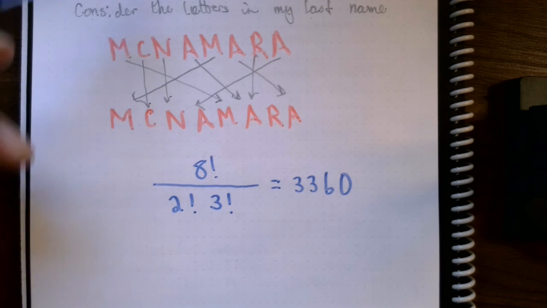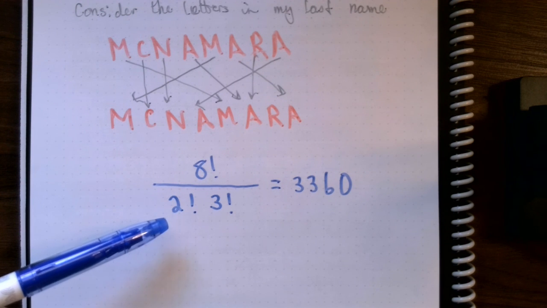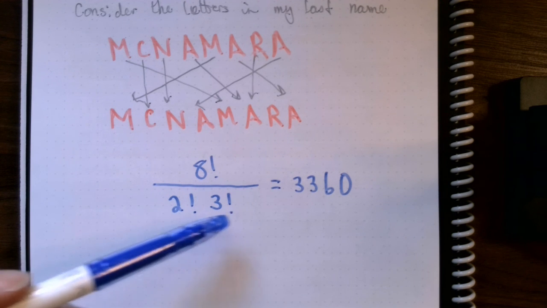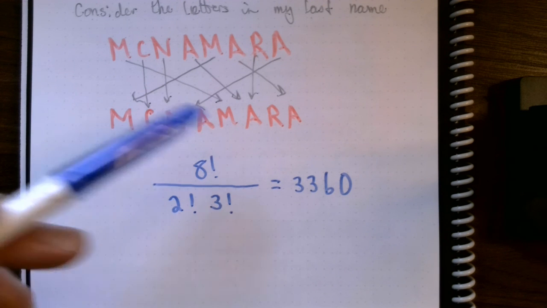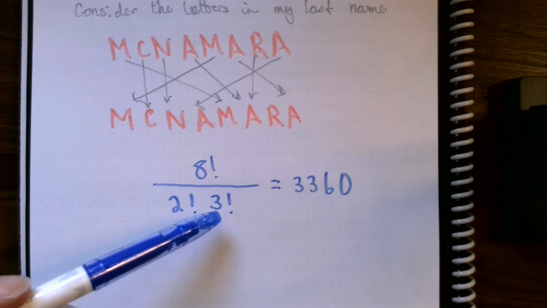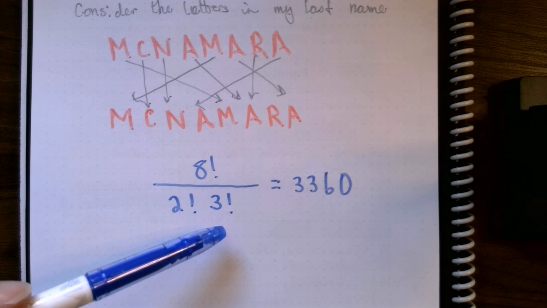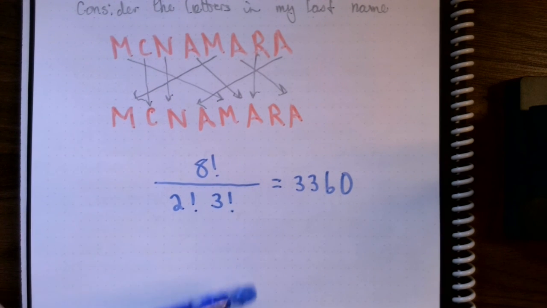Okay, so when you have identical objects, you need to do this division trick. So you need to figure out how many groups of identical objects do you have. Okay, the reason this 2 factorial is here is because I have 2 M's. The reason the 3 factorial is here is because I had 3 A's in my last name. If I had another set of identical letters, I would put that next part over here.